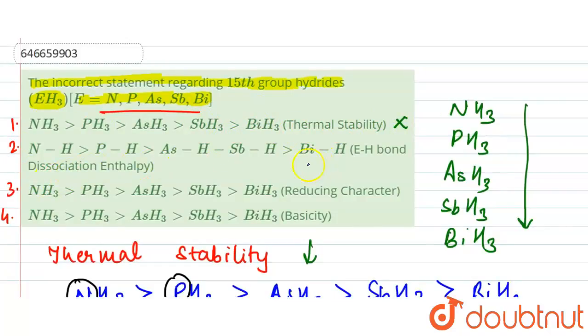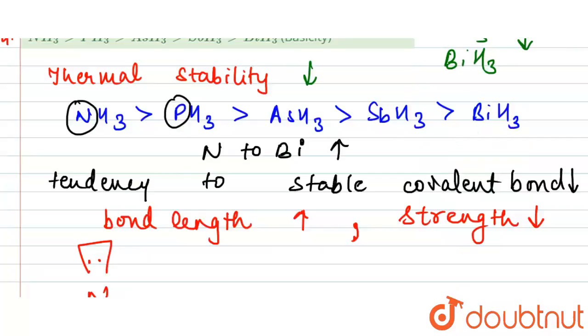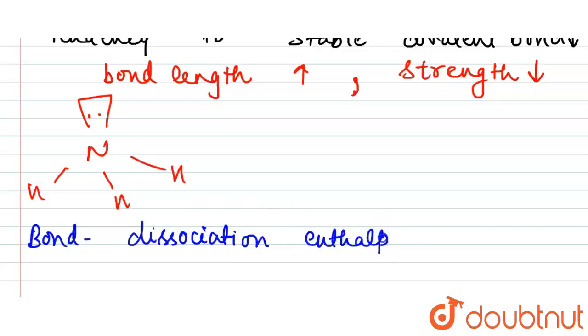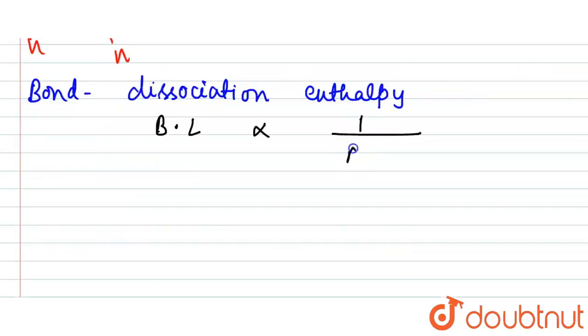Next is our bond dissociation enthalpy. Bond dissociation enthalpy is that energy which is required to separate 1 mole of the bonds, the energy needed to break 1 mole of the bond. So the bond dissociation enthalpy relates to the bond length. Bond length is inversely proportional to the bond dissociation enthalpy.